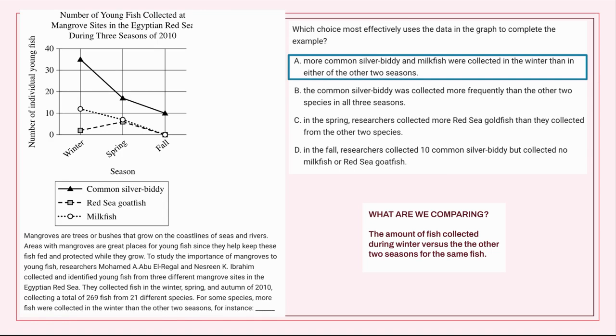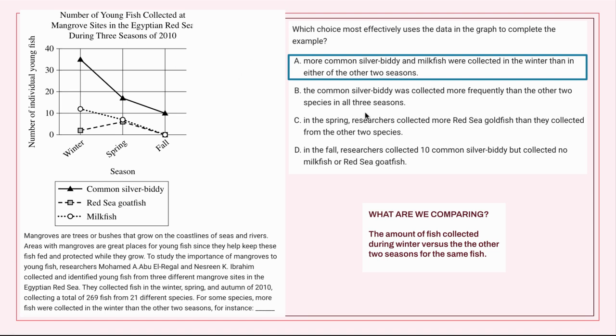Okay, so I think A. More common silver biddy and milkfish were collected in the winter than in either of the two other seasons. So here they're talking about just 2 fish, but they're saying for both of them, which I can see just based on the legend in the graph, the most were collected in the winter versus spring and fall. So we're talking about one fish at a time. We're not comparing these fish. We're just saying for both of them, winter was more than the other 2 seasons. So it's an explicit comparison. It does what it needs to do, and it also matches up with the graph.